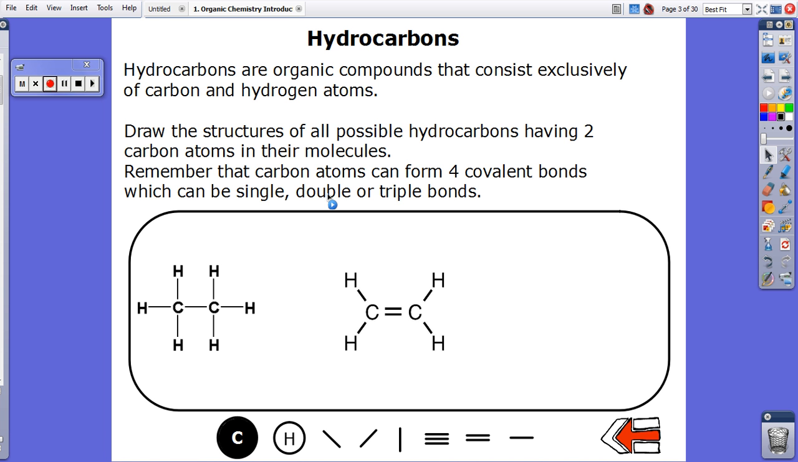Now notice with a double bond, 2 bonds between the carbon atoms, there are fewer hydrogens around the outside because each carbon can only form 4 bonds. The triple bond is only going to be 1 hydrogen on each of the carbons, but each carbon still has 4 bonds. So these are some examples of hydrocarbons.